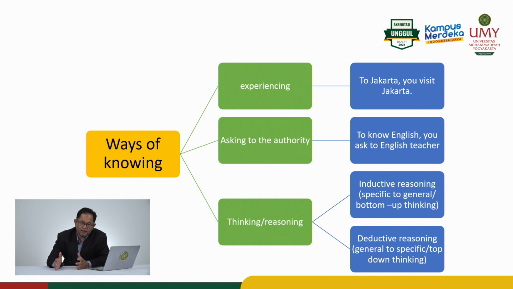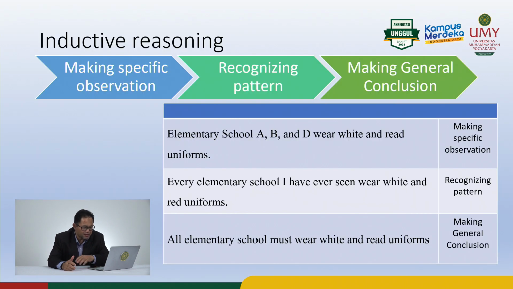And the last one is thinking. You think, you make a kind of reasoning. It can also be a source of knowledge. You think and then you get knowledge, thinking or reasoning. And in reasoning, I think there are two types: inductive and deductive reasoning.